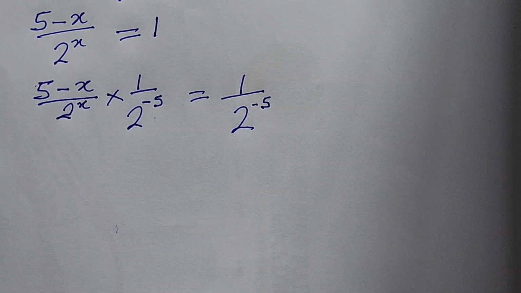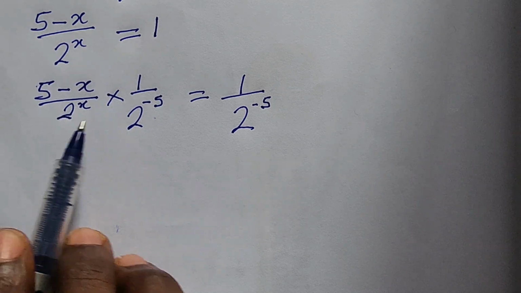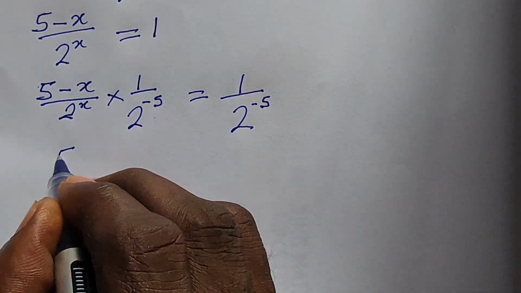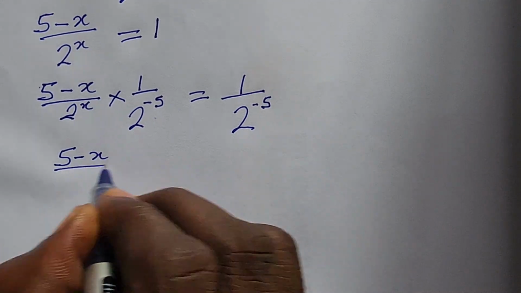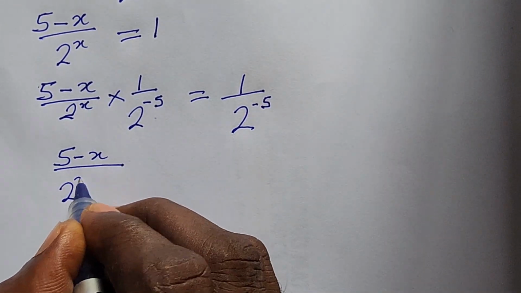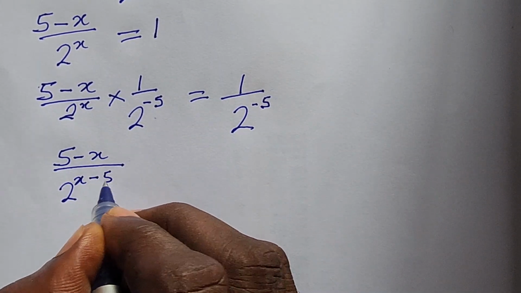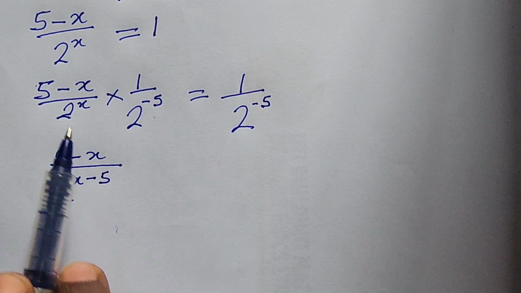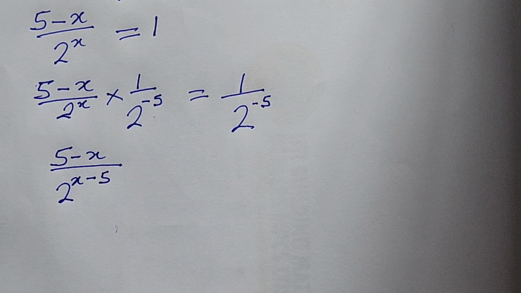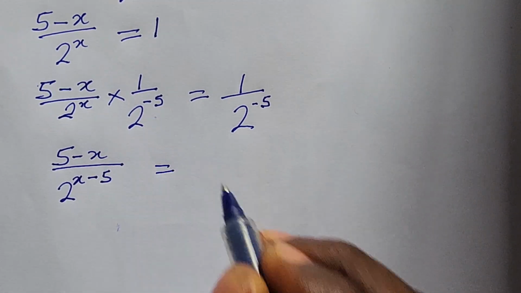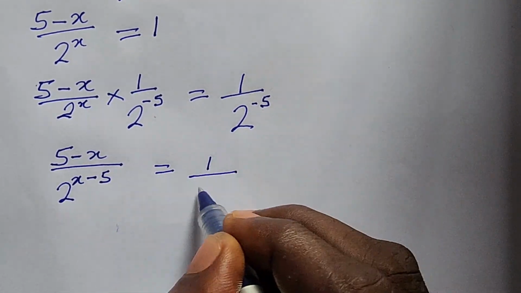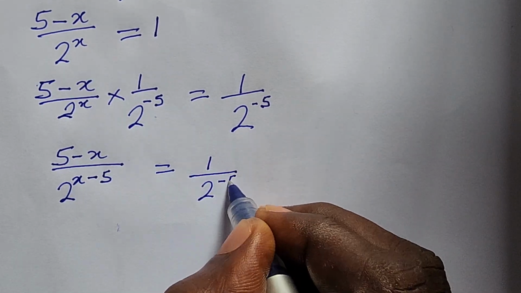Okay, with what I have in here now, I can multiply these two together because they have the same base. So I'm going to have here 5 minus x all over 2 to the power of x minus 5. Why? Because since the bases are the same and we have a multiplication sign, we can add the powers, right? So with this, we're going to have our left hand side, the 1 all over 2 to the power of minus 5.